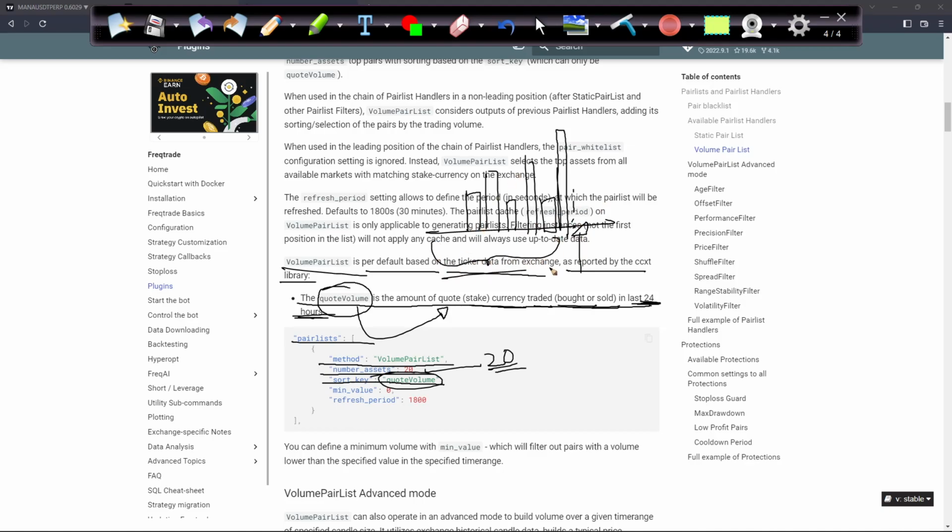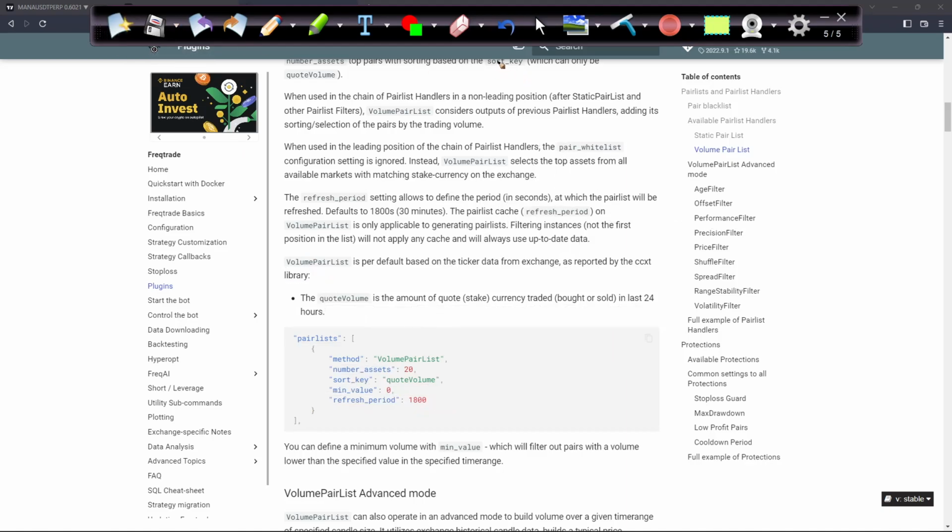We will get all these volumes and see that for other coin pairs this will differ, not randomly, but still, like in cryptocurrency there is a lot of correlation between Bitcoin, Ethereum, the major high cap coins. So it looks for quote volume. Okay, now the mean value is 0 and the refresh period is 1800 seconds, which is 30 minutes.